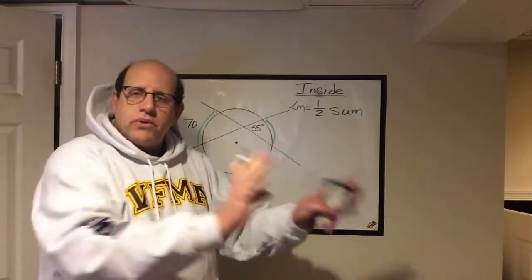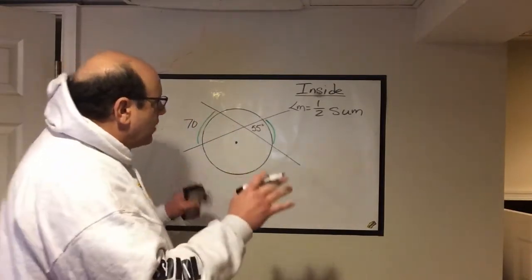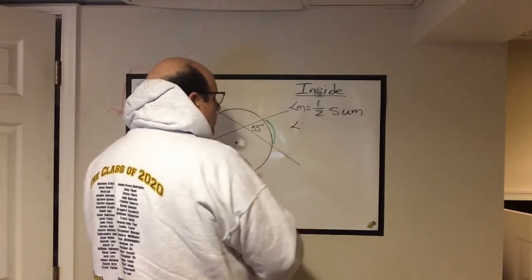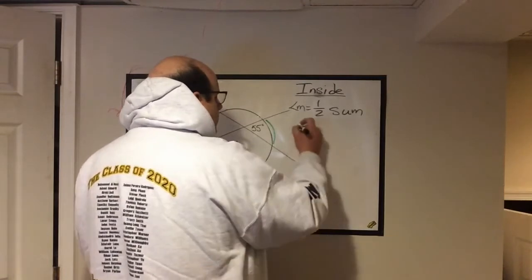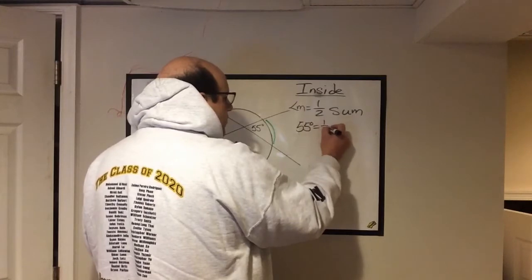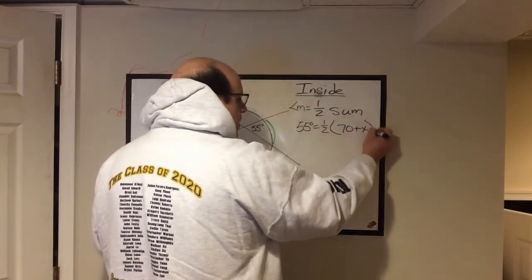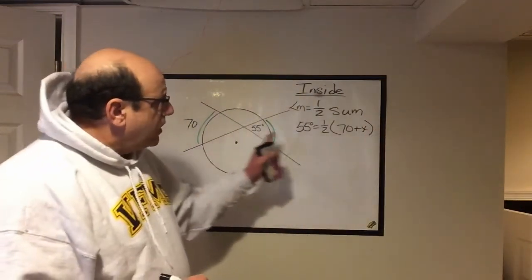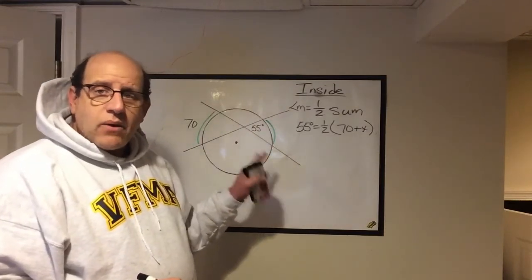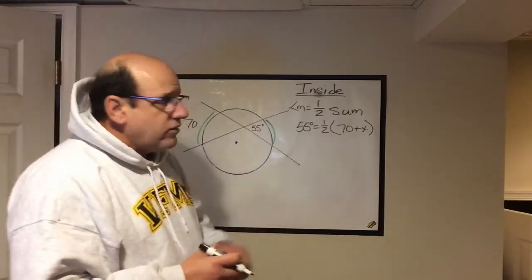You can either distribute the 1/2, which makes things a little bit more difficult, or you can get rid of the 1/2 during the process. But we say that 55 degrees, because that's the measure of our angle, is 1/2 of 70 plus our unknown. Now, like I said, you can distribute the 1/2 and then do some math, and that works. So if you guys know how to do that, that's great. I like to get rid of fractions pretty much right away.